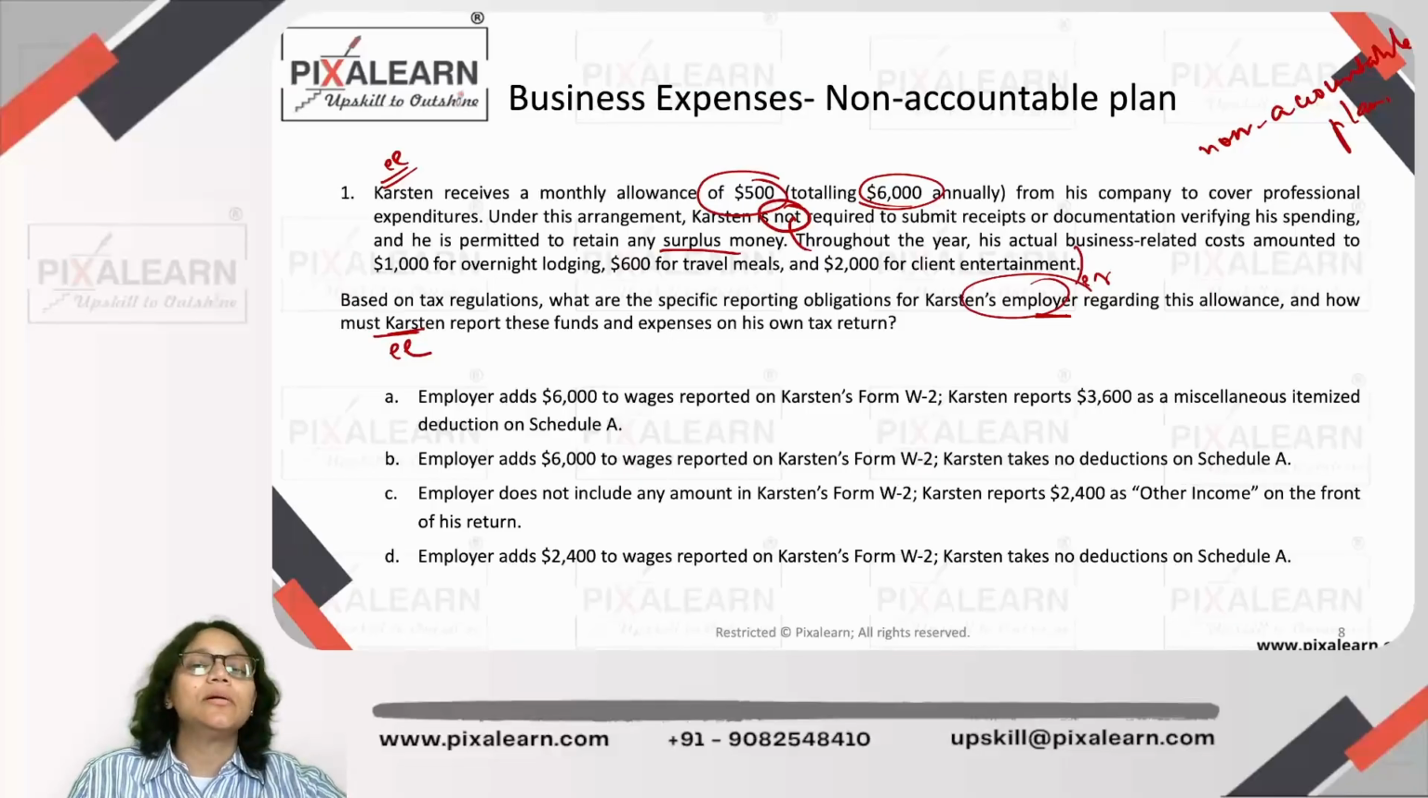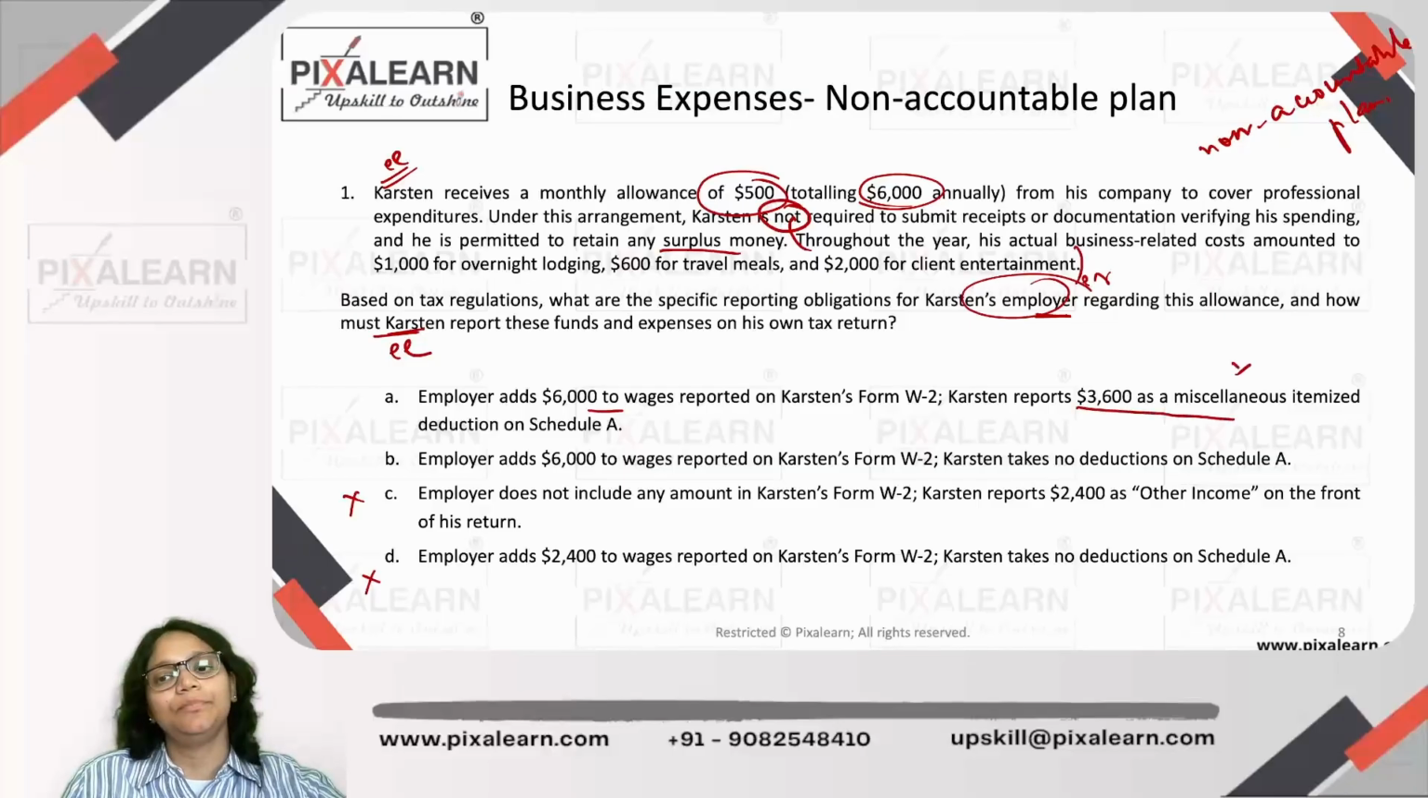The moment it becomes a non-accountable plan, the rule is simple. The employee is going to report it as gross income and pay tax on it. The employer does get a deduction, but as a salary deduction, not as a travel expense. So we'll just look for the answer choice that matches this. So the employer adds $6,000 to wages. That's correct. The moment this is correct, I know C and D are definitely incorrect. Now we need to look at it from the employee's perspective. The employee reports, okay, this is incorrect.